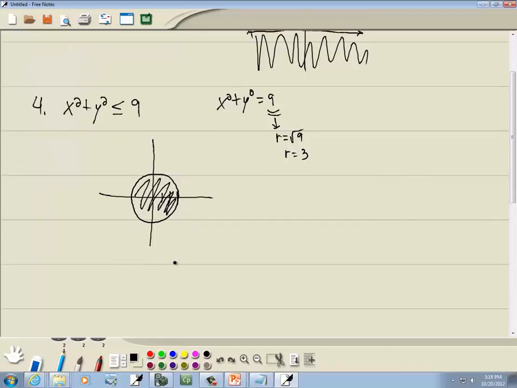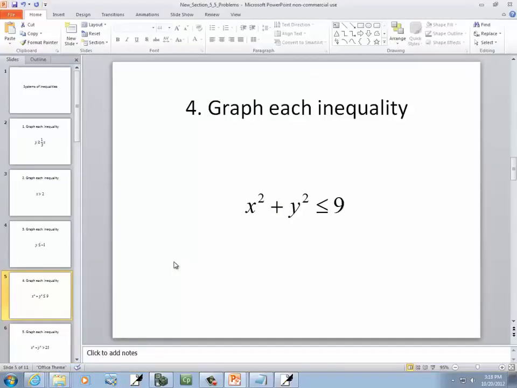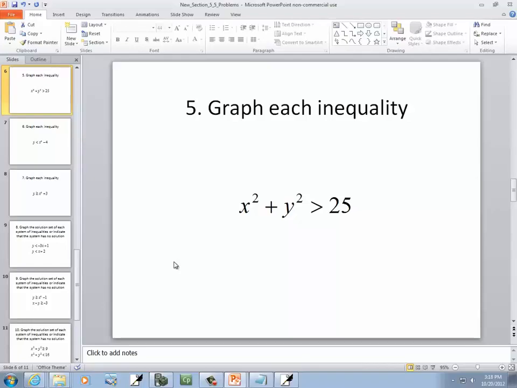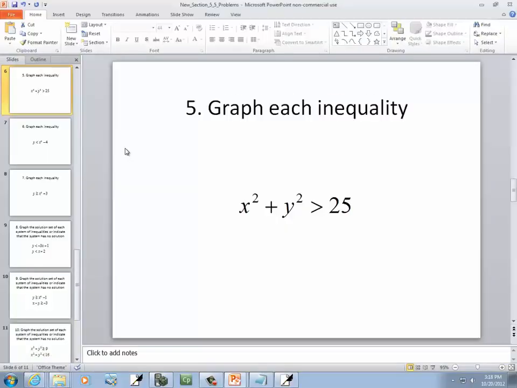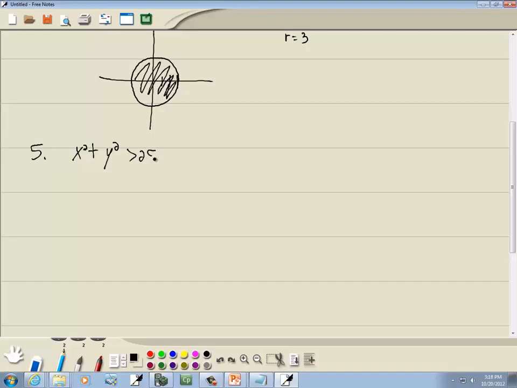If it was a greater than, then we'd shade on the outside, which is actually, I think, the next problem. Okay. So we got x squared plus y squared is greater than 25. Again, if I ignored the inequality, we'd have x squared plus y squared equals 25. And this is, again, a circle with the center at the origin. And this would be our radius. And we'll take the square root of that. So the square root of 25 is 5.